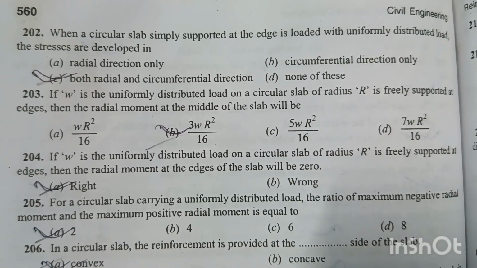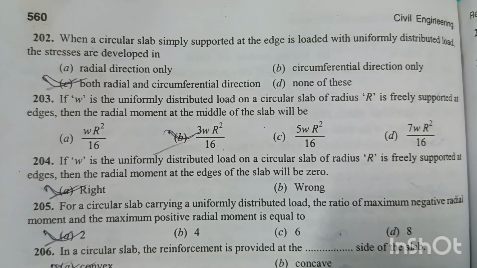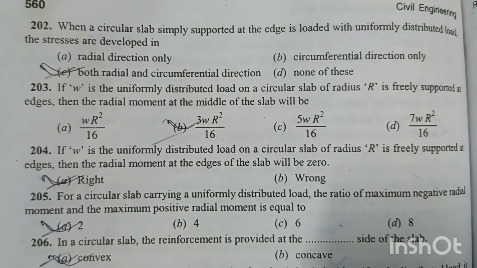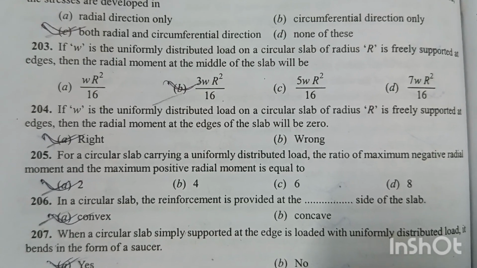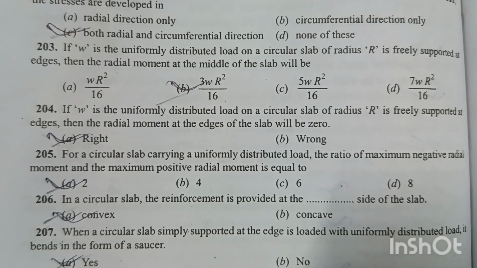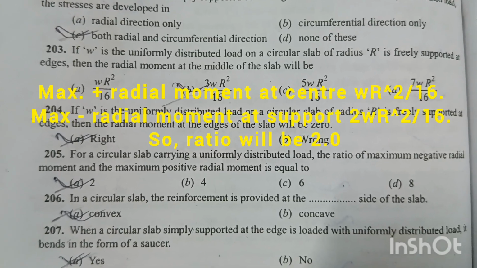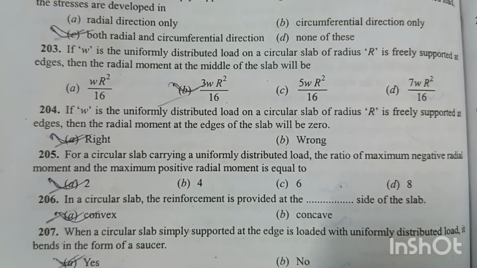Question number 204. If W is the uniformly distributed load on a circular slab of radius R freely supported at the edges, then radial moment at the edges of the slab will be 0. Option A is the right answer. Question number 205. For a circular slab carrying a uniformly distributed load, the ratio of maximum negative radial moment and the maximum positive radial moment is equal to 2. Option A is the right answer.